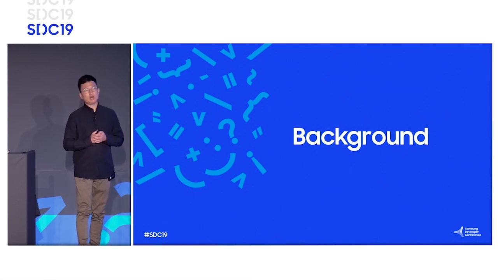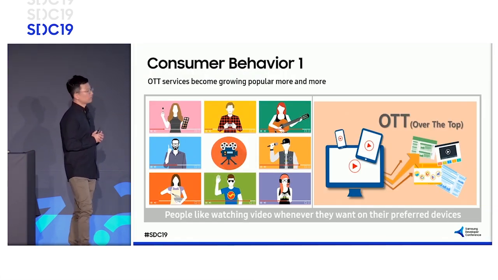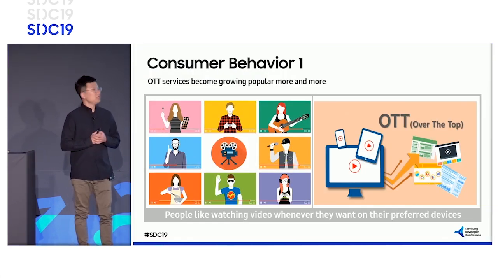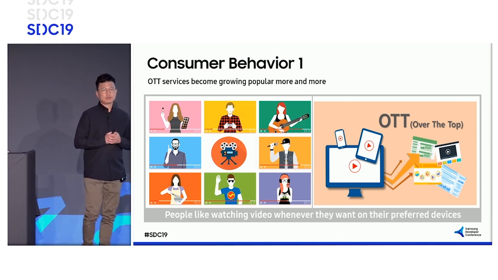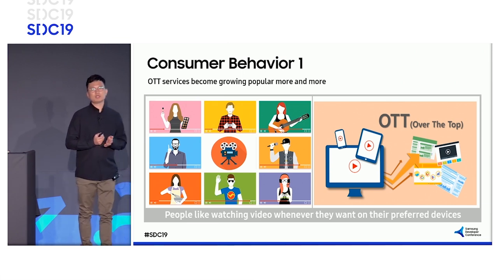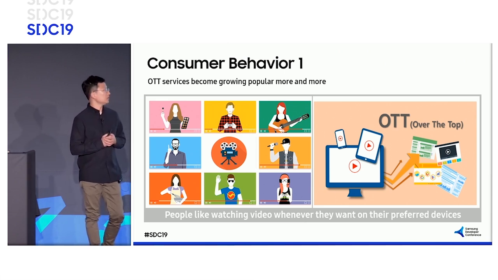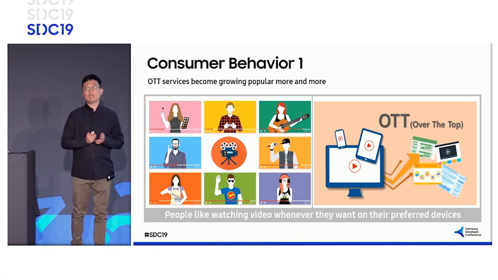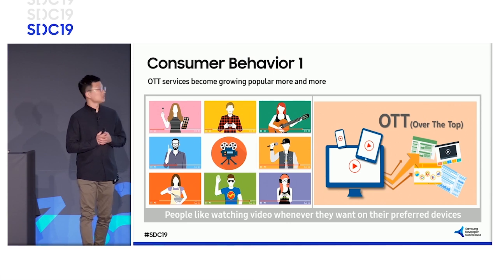This chapter is about consumer behaviors. Today, many people like OTT content, and it is becoming more and more popular. Why do people like OTT content? Because people like watching video whenever they want on their preferred device, TV, mobile, or tablet. So these days, people spend much more time watching OTT content.